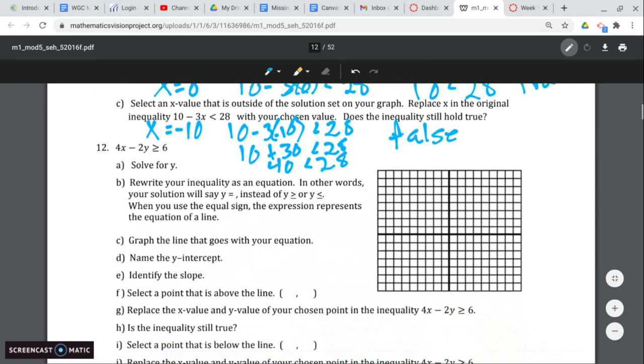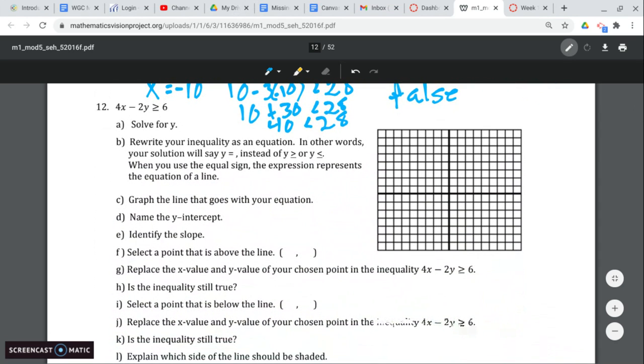So for number 12, it looks like a lot of work, but I promise you it's not. First thing you're doing is you're just solving for y. Then you're going to rewrite the equation right here, and instead of having it be y is greater than or equal to or less than or equal to, it's just going to be an equal sign. So you're just changing the sign from what you had in A to an equal sign instead of an inequality. For C, you're graphing it. D, you name the y-intercept. E, you name the slope. So the parts that you would use to graph it, you're going to state those.